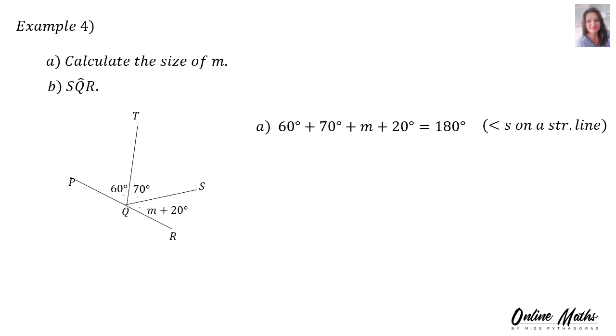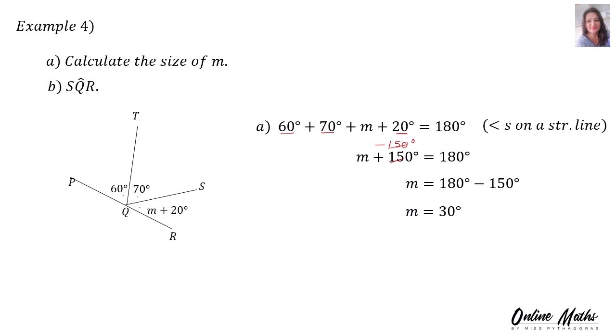And then we will solve M. But first we will add 60 plus 70 plus 20 is 150 degrees. And then to solve M, we will subtract 150 on the left. What we do on the left, we do on the right. So on the right hand side, 180 minus 150 is 30 degrees. So M's value is 30 degrees.